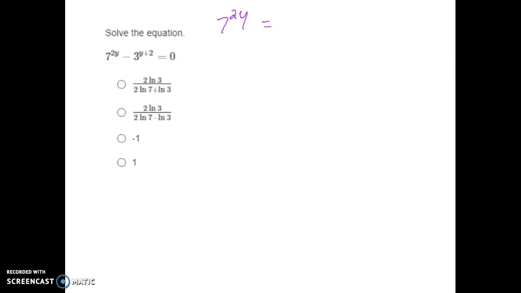7 to the 2y equals 3 to the y plus 2. So now I'm going to natural log both sides.